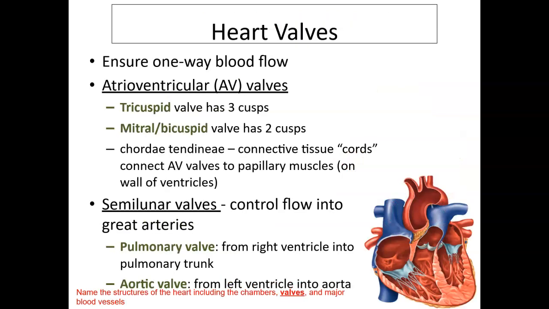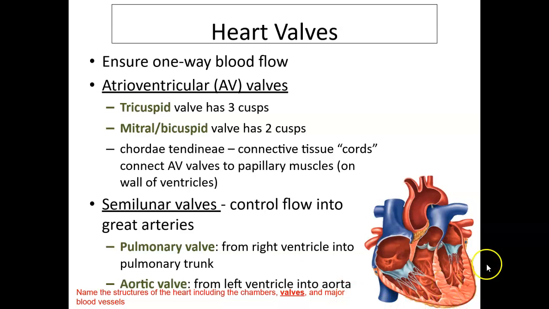The heart has four valves that are in place in crucial areas to ensure that there's no backflow of blood. The AV valves are found between the atria and the ventricles. The tricuspid, named so because of its three cusps or leafy-looking structures, lies between the right atrium and right ventricle. The bicuspid valve, also known as the mitral valve, is found between the left atrium and left ventricle.